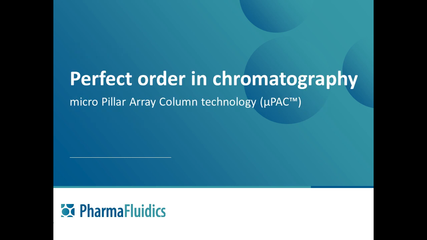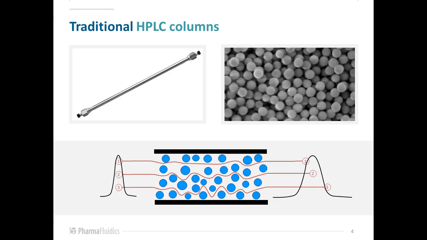At PharmaFluidics, we use a fundamentally different approach to make chromatography columns that allows introducing perfect order into the separation bed. These columns are called Micropillar array columns, or shortly µPAC columns.